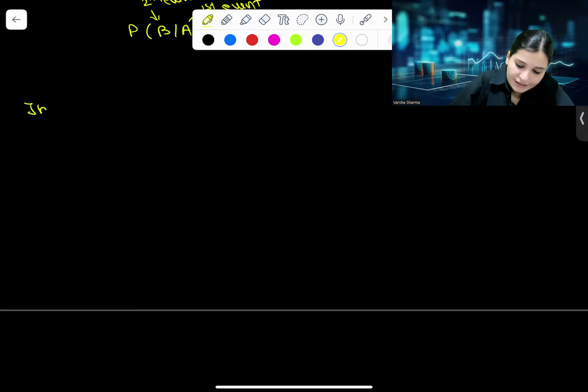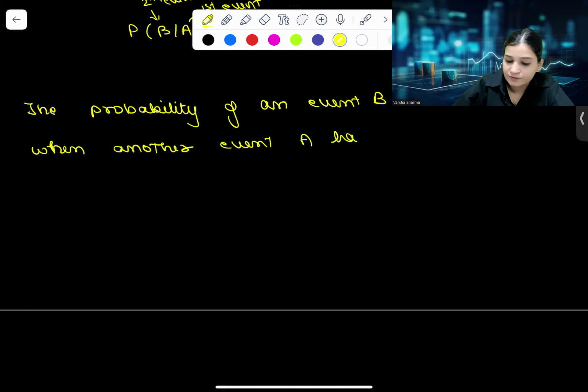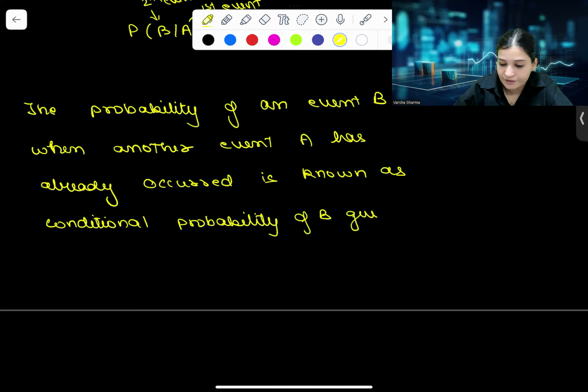So the probability of an event B when another event A has already occurred is known as conditional probability of B given A. It is denoted by probability B given A.